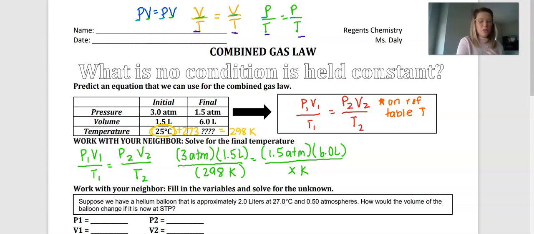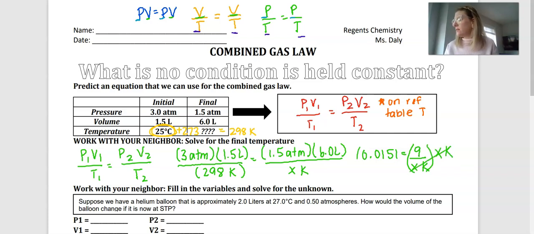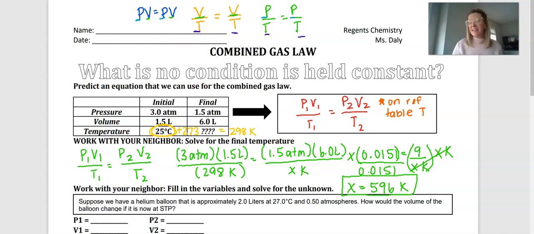Now, I'm a big fan of personally solving out the entire left-hand side since we have no variable there, and then solving from there. So we have 3 atmospheres multiplied by 1.5 liters divided by 298 Kelvin, and that's going to give us 0.0151, which is equal to 1.5 times 6, giving us 9 over X Kelvin. We're going to multiply both sides by X Kelvin, so X, and now we're going to divide both sides by the 0.0151. So 9 divided by 0.0151 gives us a final temperature of 596 Kelvin. And that's the combined gas law.